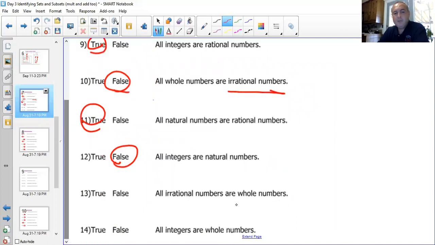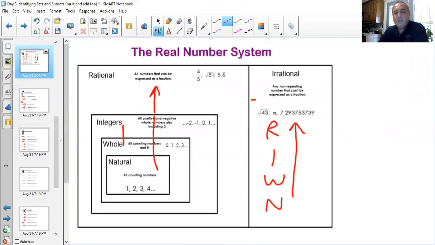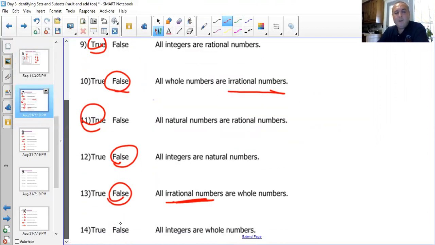All irrational numbers are whole numbers. Bam, here's that red flag. When you see an irrational in here, you want to think it's with another, which is with whole numbers. So it's definitely false. All integers are whole numbers. We'll come here and go to integers, whole numbers, going down. That's definitely going to be false. You know, I wish I had this trick when I was in school.